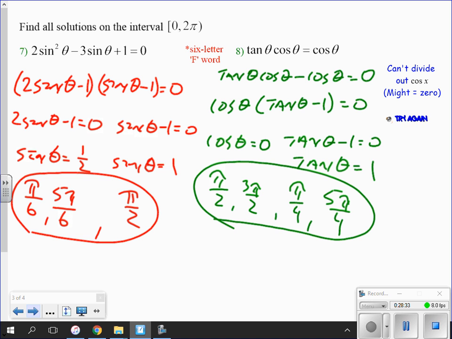Often what you always want to do is set things equal to 0. So on the next one, I set it equal to 0. Ooh, I have the same thing in both terms. Pull out that common factor, that common thing, which happens to be in this case, cosine theta. Yes?